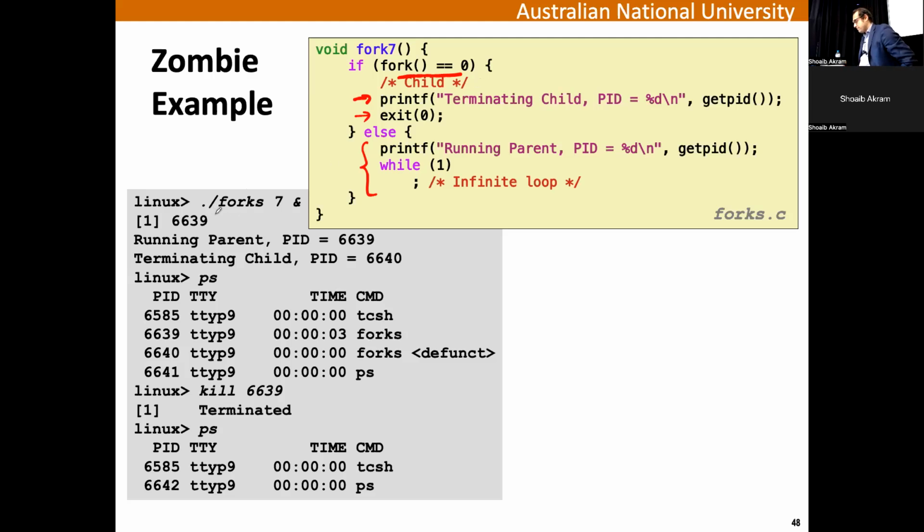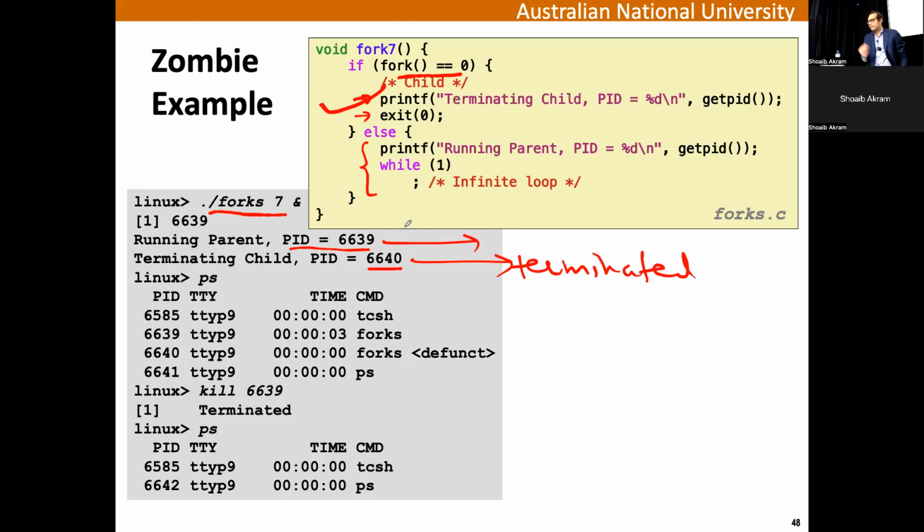So I'm running this program here. The parent has a PID 6639 and the child 6640. So the child terminated and the parent has no clue. The parent is just running a while(1) loop. It's a very irresponsible parent.